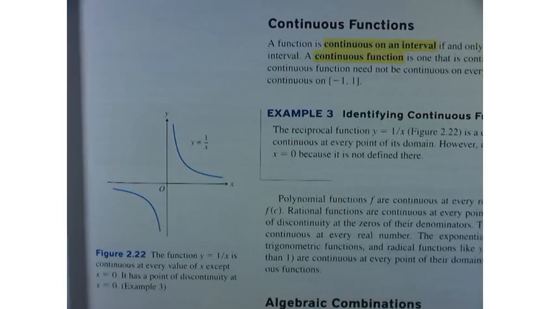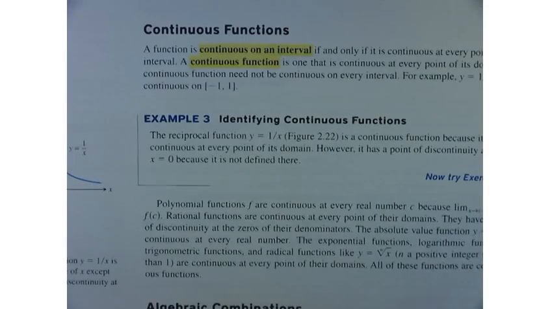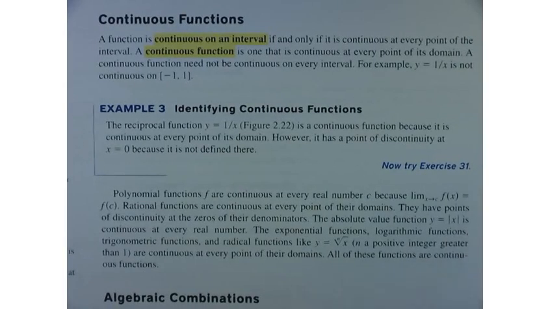So for example number 3, it's very important that we're able to identify continuous functions. It says the reciprocal function, y equals 1 over x, that's the name of y equals 1 over x, is called the reciprocal function, is a continuous function because it is continuous at every point on its domain. However, it has a point of discontinuity at x equals 0, because it's not defined there. So we still call it a continuous function because the domain is all real numbers except what? x equals 0.